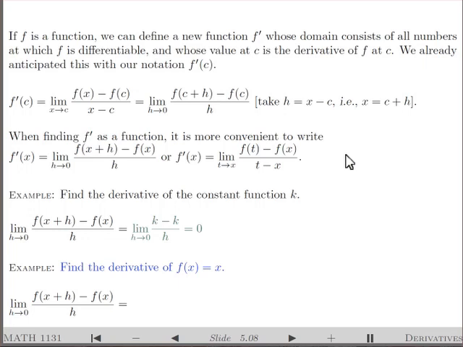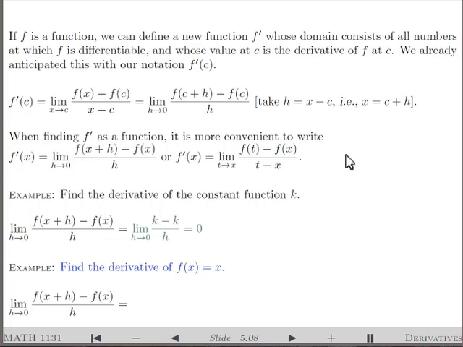The next simpler type of function are linear functions. And the simplest non-constant linear function is f of x equals x. But for any linear function, we should get the answer to be the slope. And for any linear function, it will work the same way this example does, an extra step in the algebra, but not much more complicated.